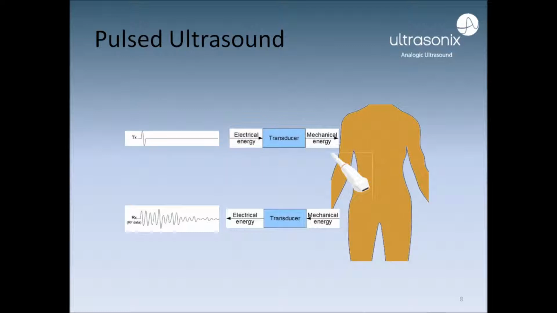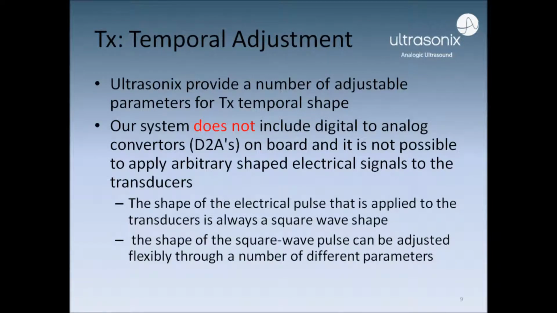The Ultrasonix systems have a number of adjustable parameters that affect the transmitted pulse and received RF signal. In the next couple of slides, I will go over these parameters. There are a number of adjustable parameters that can be used to design the shape of the electrical pulse that is applied to the transducers. This is usually called the transmit pulse. However, the flexibilities have some limitations too.